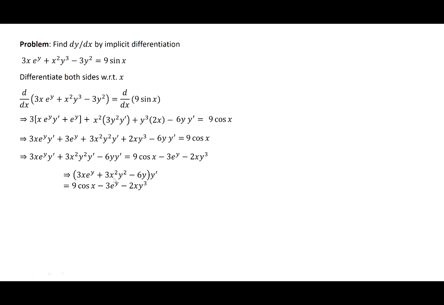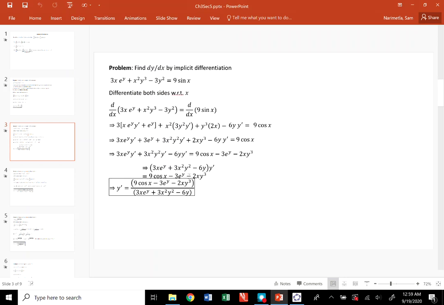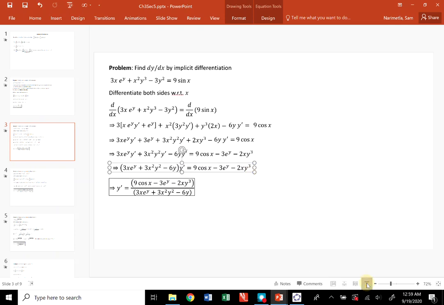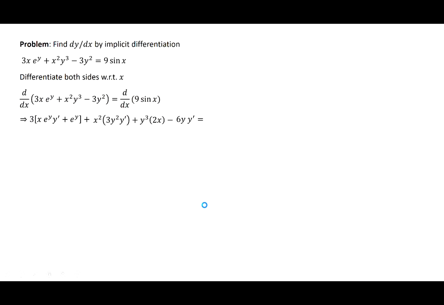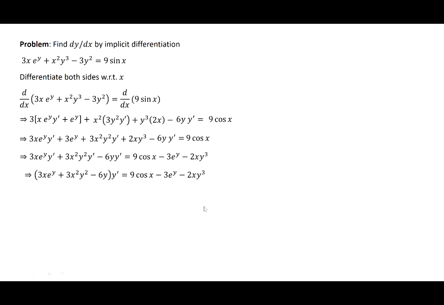What happened to this guy? Why does it behave like that? There we go. We were here. Yep, and then I just factored out a y prime and then divided both sides by the coefficient of y prime. Ta-da! It looks complicated, but my hope is that the process was fairly straightforward.